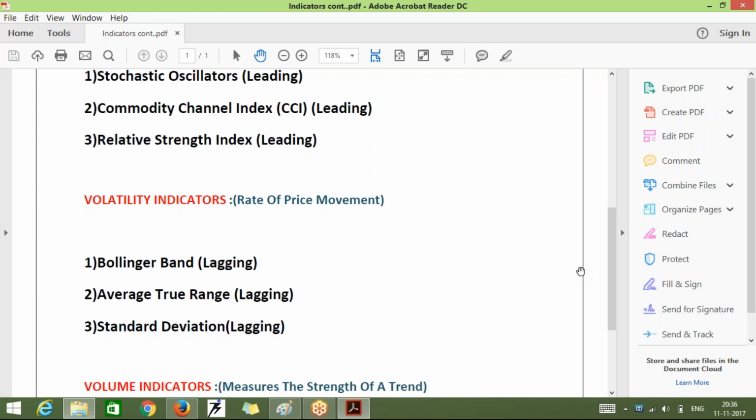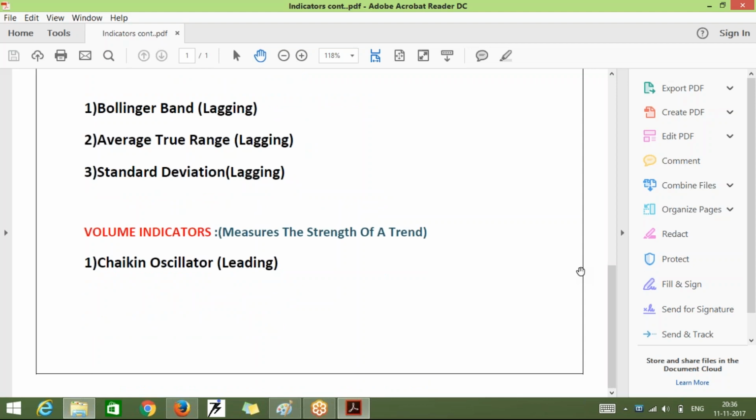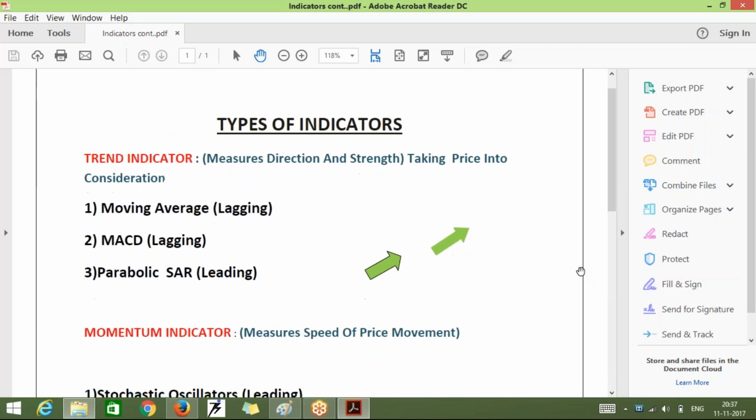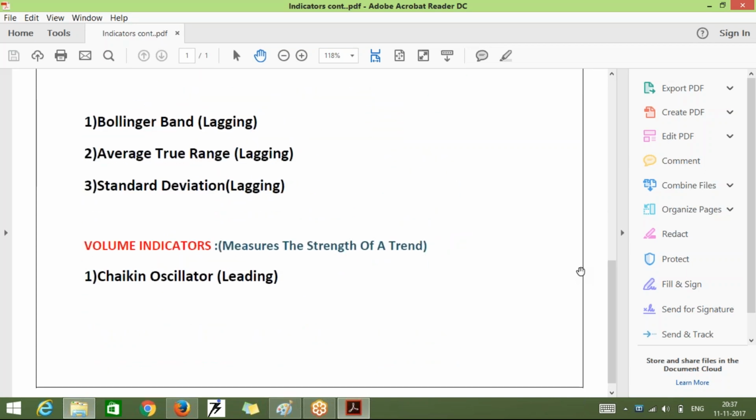And the last one I have mentioned is volume indicator. This is actually the major part; the strength part is measured by volume indicator only. It's also mentioned in the first slide that trend indicator also measures strength, but all the volume indicators actually measure the strength. If a stock has volume, then only can we measure the strength.